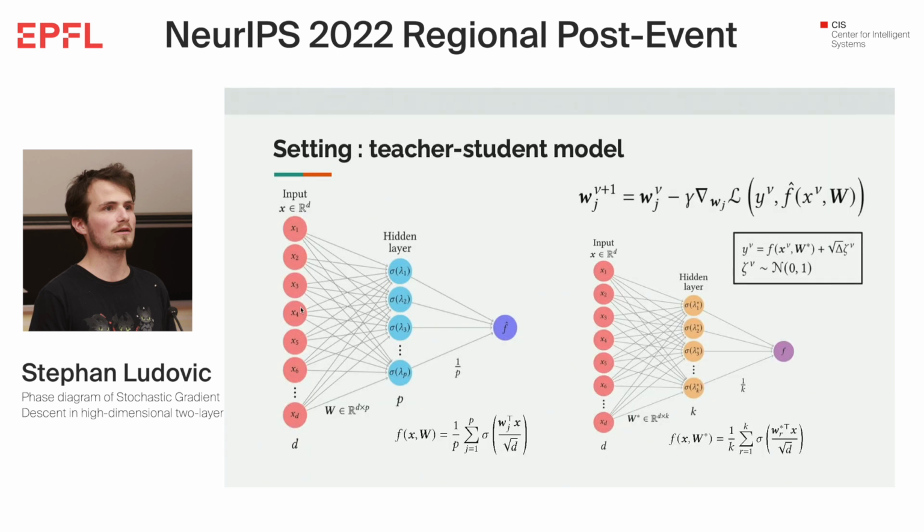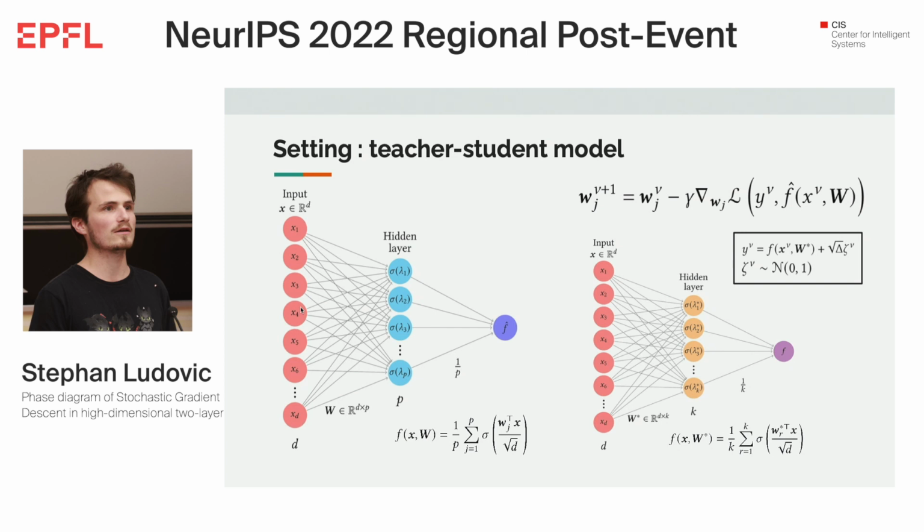And the basic setting is just a teacher-student model. So we have a teacher that is a two-layer neural network, and we want to learn it with a student, which is another two-layer neural network. And we do that through the classical stochastic gradient descent algorithm.